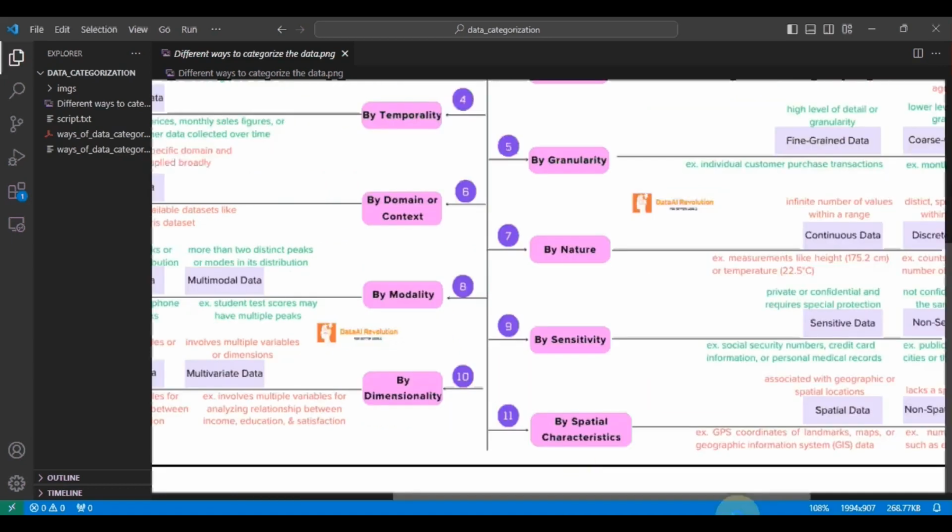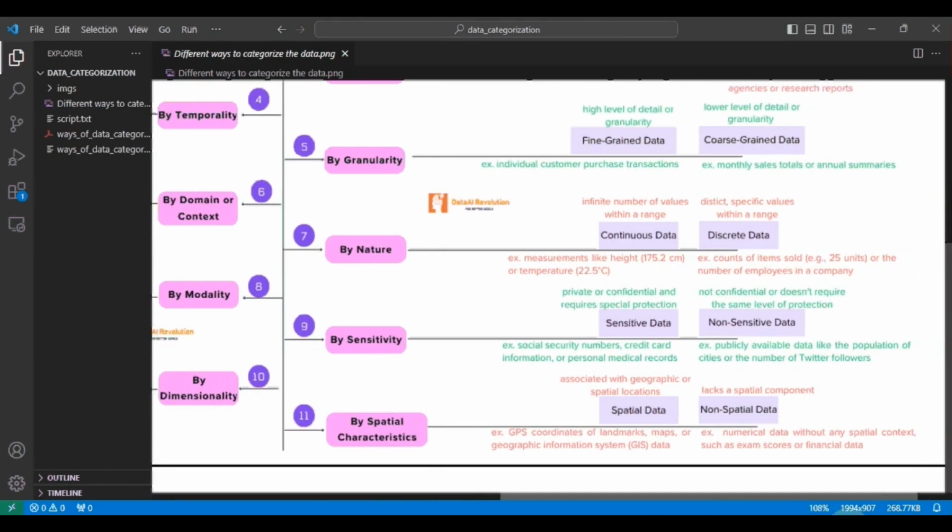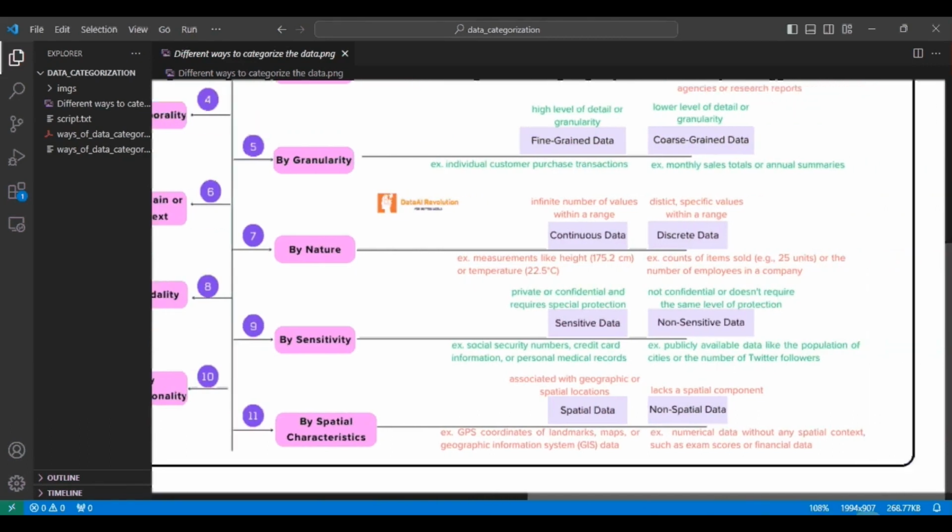And the last type of categorization is based on spatial characteristics, which represent geographic things. Spatial data is associated with geographic locations, like GPS coordinates of landmarks, maps, or geographic information system (GIS) data. Wherever latitude, longitude, or geographic information comes, it's related to spatial data. And wherever it lacks this component, that is non-spatial data. Any data other than spatial data is called non-spatial data.